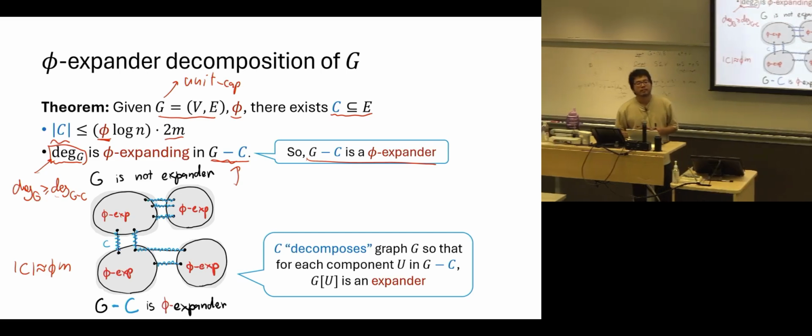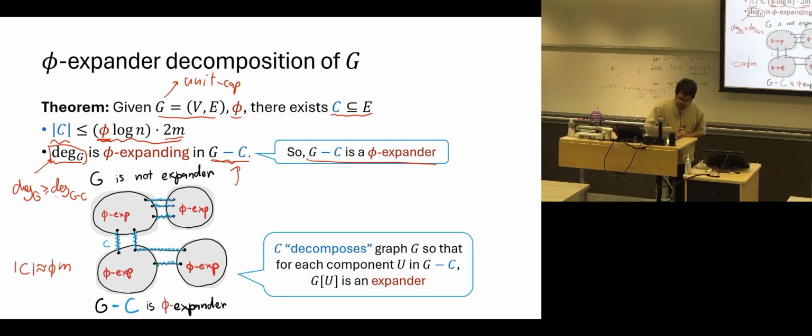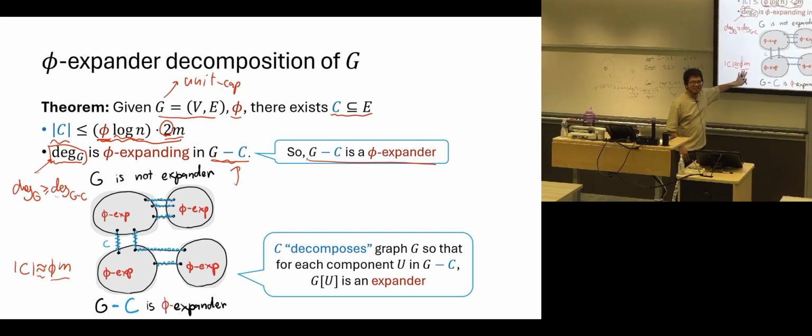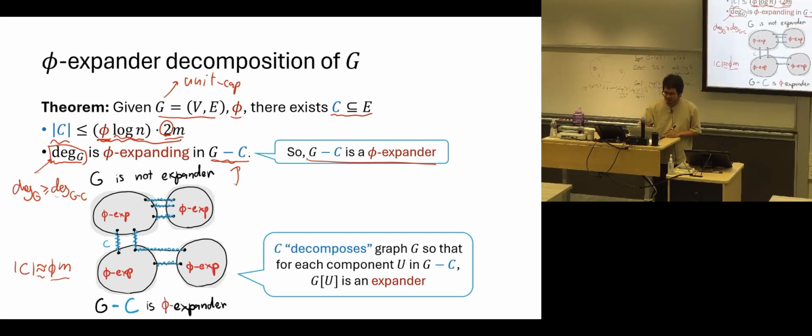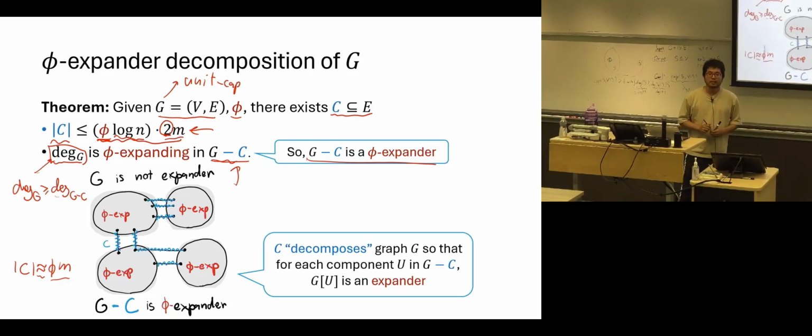Is the size of C phi log n plus m, or is it just phi n? I said I don't care about constants, and I usually don't care about log n either. So that's why I just write approximately phi m. This is how you think intuitively about this statement, but this is the formal statement. What is m over here? m is the number of edges. Throughout the course, m is the number of edges, and n is the number of nodes. Okay.